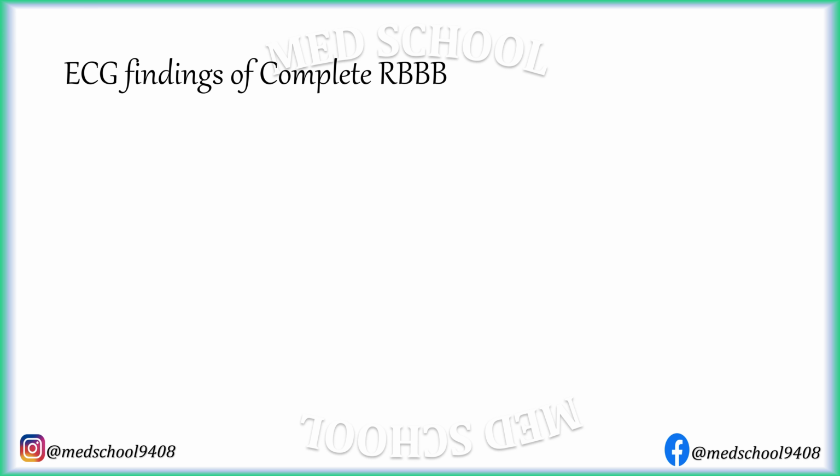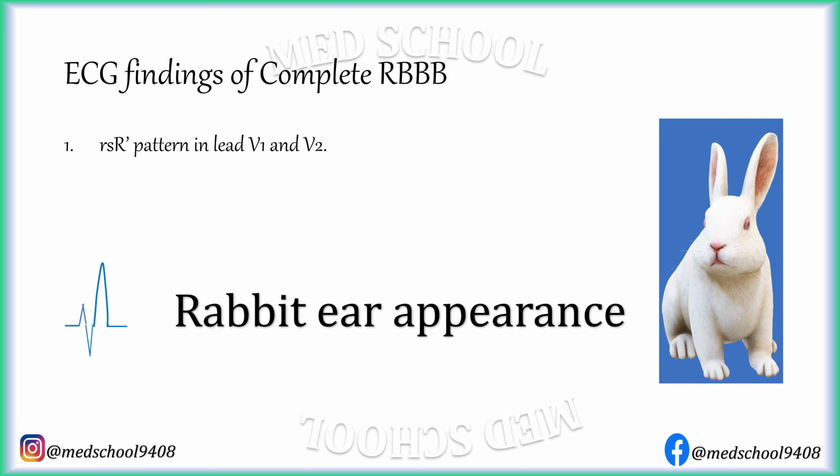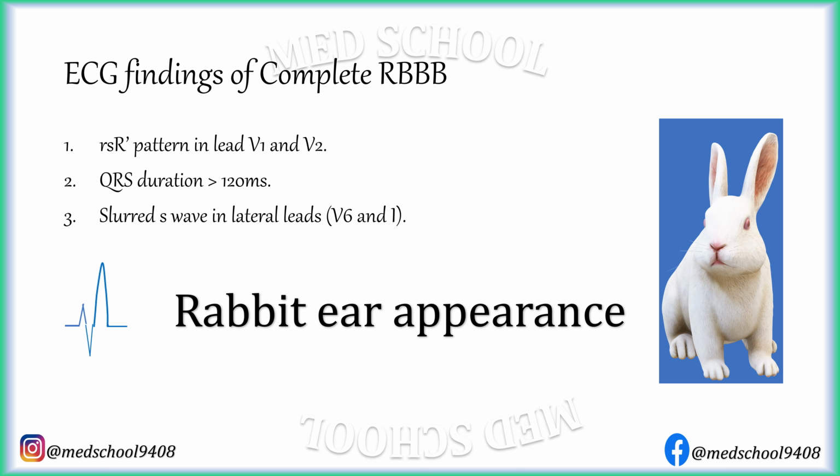So ECG findings of complete right bundle branch block are RS-R' pattern in lead V1 and V2. This pattern is also known as rabbit ear appearance. Then QRS duration more than 120 milliseconds. And slurred S wave in lateral leads, especially lead V6 and 1.